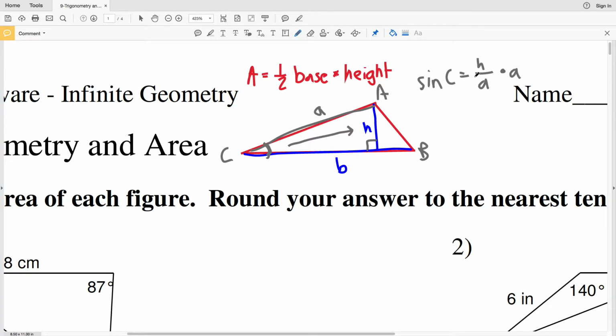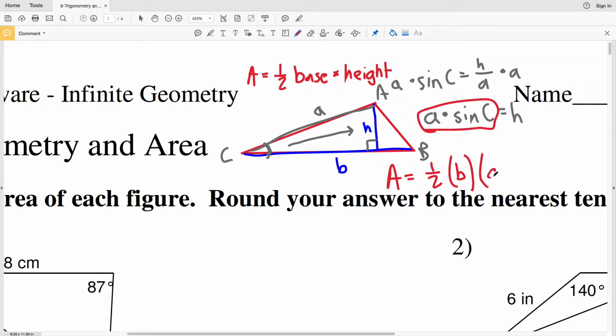And if we were to multiply both sides by a, we would have a times the sine of C equal to that height of h. So now for our area formula, we can say area equals 1/2 of our base, which is b, times our height, which we have as a times the sine of C. And remember, multiplication is commutative, so we can say area equals 1/2 of side a times side b times the sine of that angle C.